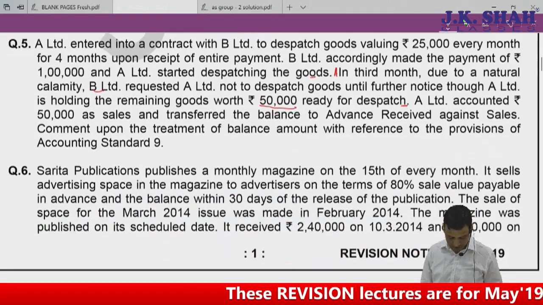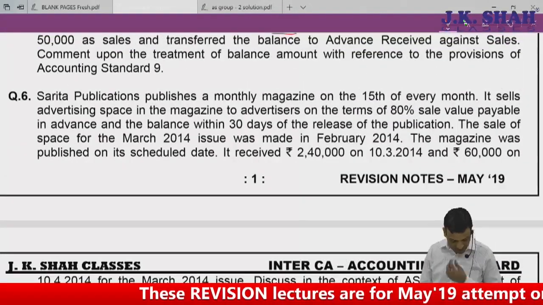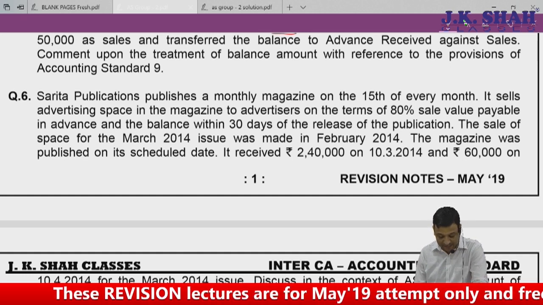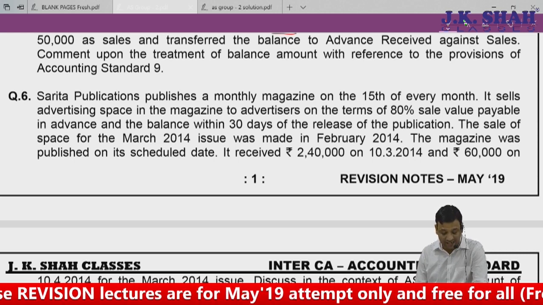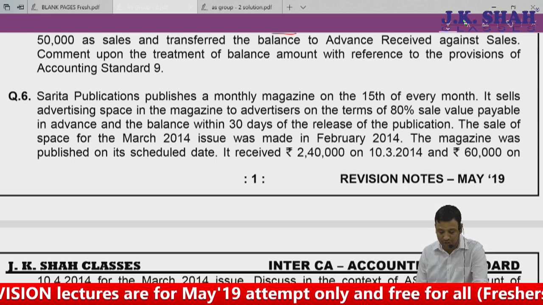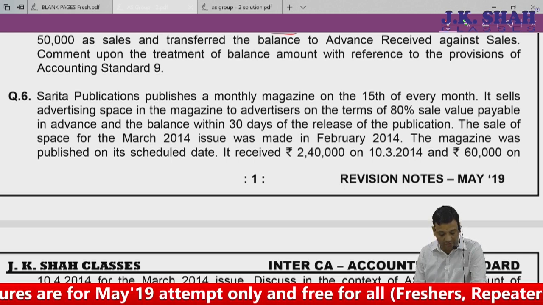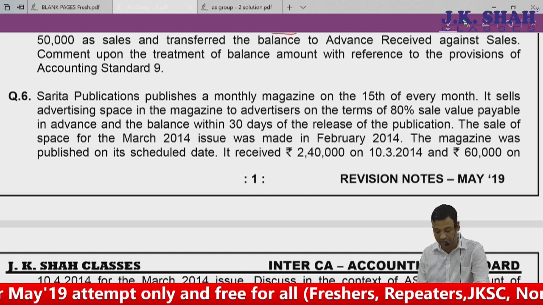Coming on to the next question. Sarita Publication publishes a monthly magazine on the 15th of every month. It sells advertising space in the magazine to advertisers on the terms of 80% of sales value payable in advance and the balance within 30 days of the release of the publication.